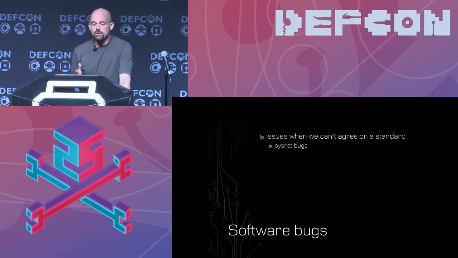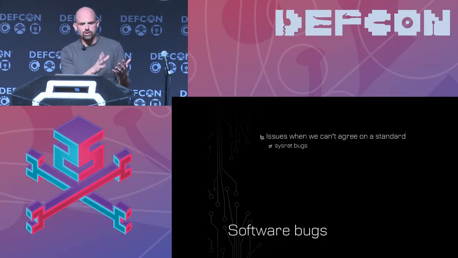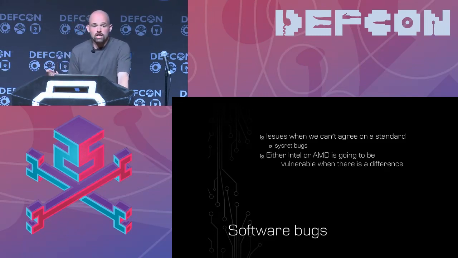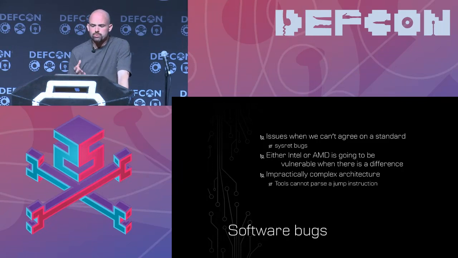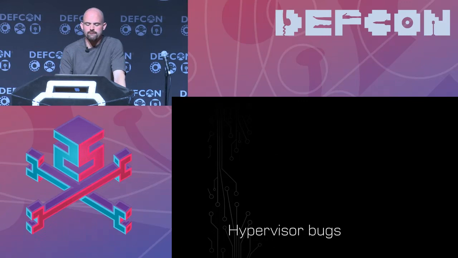That's a little bit troubling when we can't agree on a standard for our processor architecture. The last time that happened, when Intel deviated from AMD's specifications just a little bit, it resulted in the very serious vulnerability called the sysret bug that allowed kernel privilege escalation. You might think, well, why don't we update all of our tools to fix this issue? Why don't we just do it the way Intel does? They have 95% of the market share. Well, you can do that, but then AMD is going to be vulnerable. There's really no winning here. There's no correct answer. I think it just highlights the impractically complex nature of this architecture when tools can't even analyze a simple jump instruction correctly.